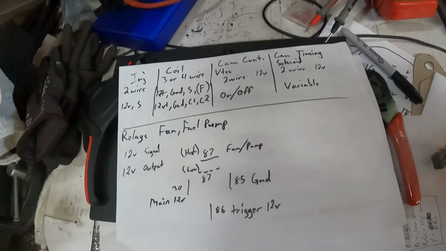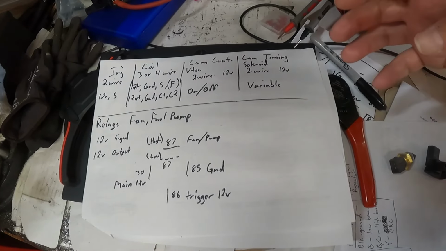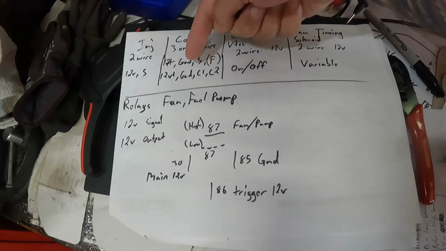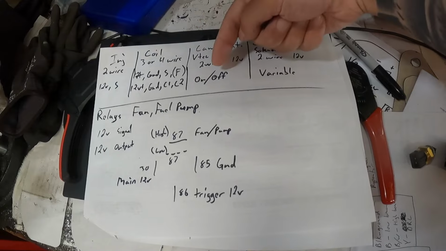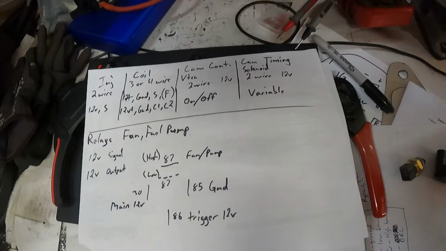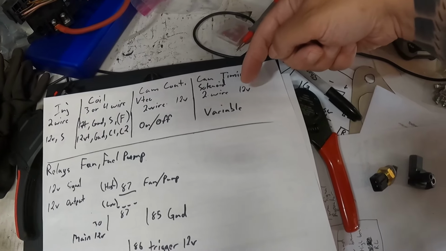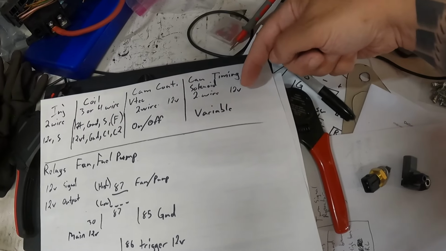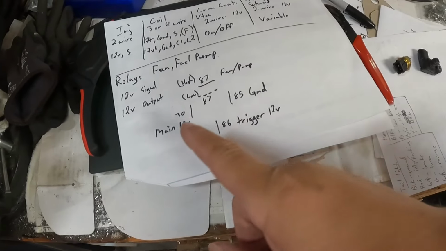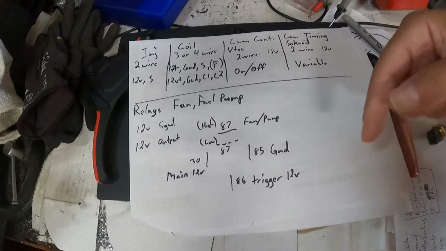So now that we have our inputs, we need our outputs. We need something to drive all the devices on the engine. So that's going to be our injectors, our coils, cam control if we have it. This is like VTEC for a high or low lobe on the cam, or a cam timing solenoid. This is for modern engines that have cam timing control to advance or retard cam timing. And then lastly, relays that would drive our fans or fuel pump or other devices.